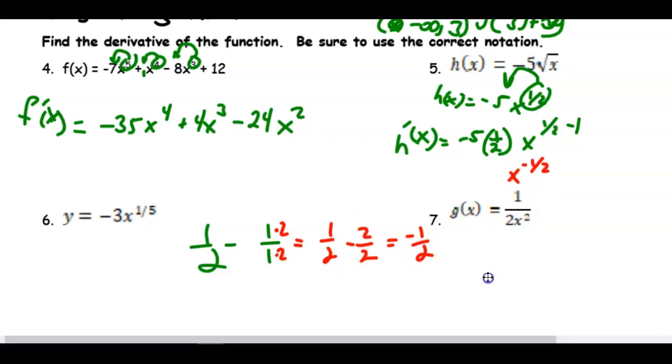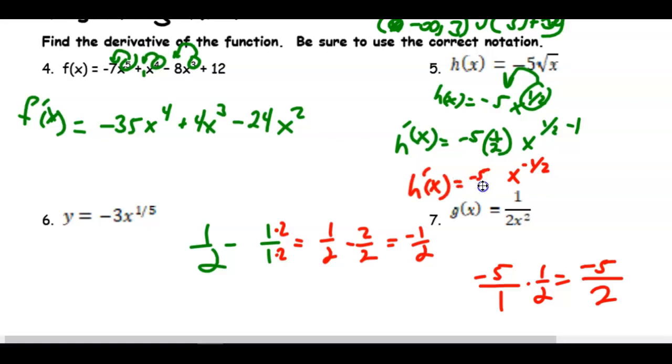Now, last thing I want to address is multiplying a whole number. 5 is 5 over 1. Negative 5 is negative 5 over 1 times 1/2. Well, you multiply the numerator and you multiply the denominator. So negative 5 halves. So the derivative right here is going to be negative 5 halves x to the negative 1/2. All right, now we got to fix this.